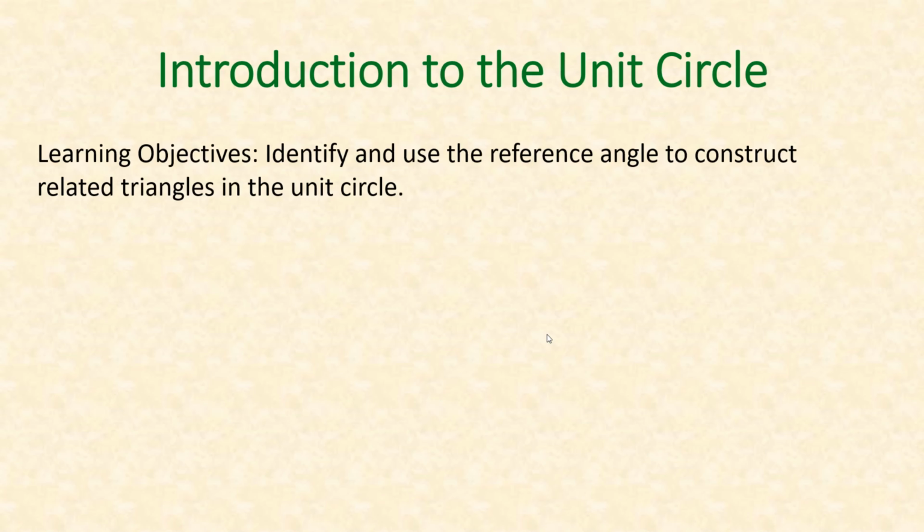So the objective is to identify and use the reference angle to construct related triangles in the unit circle. Okay, so a couple of things you guys got to keep in mind. We are going to learn about the reference angle, and we are going to learn how to create the related triangles. Okay, so we talk about a unit circle, but we are creating triangles.